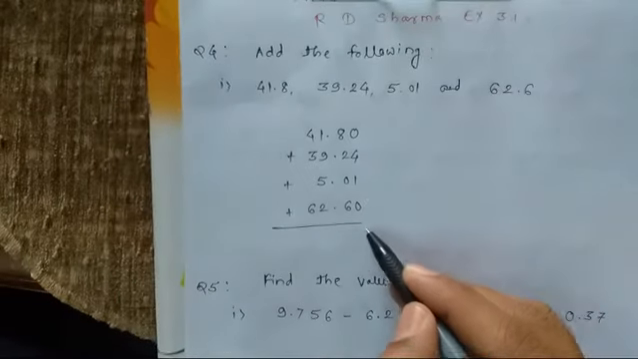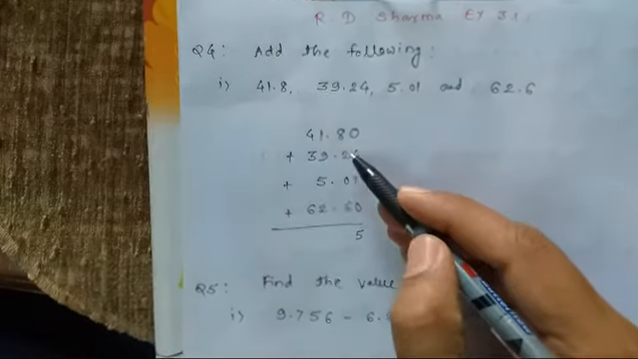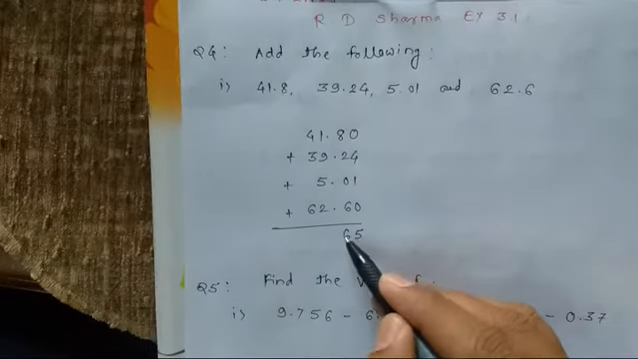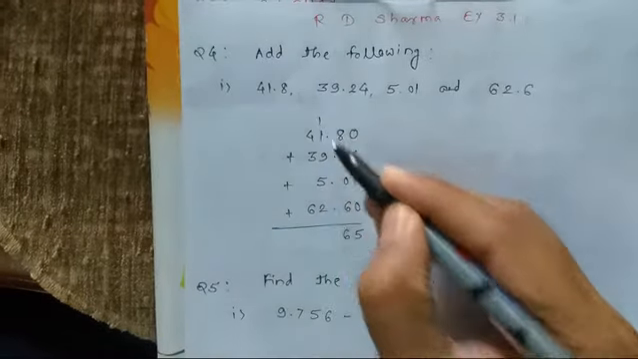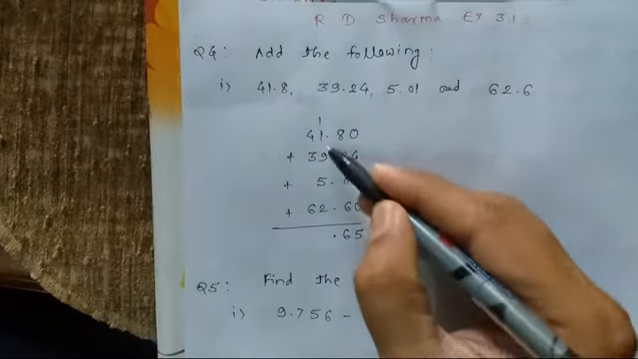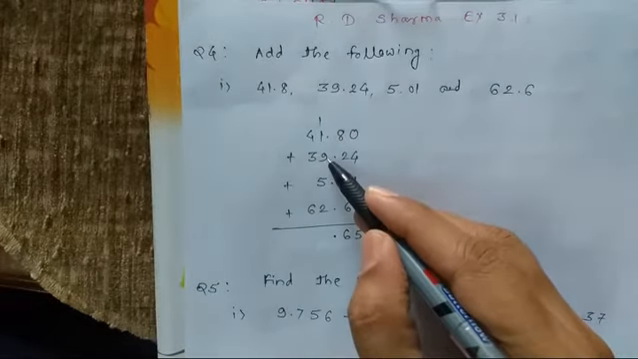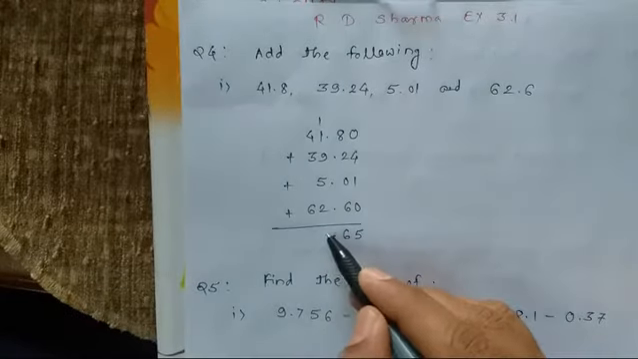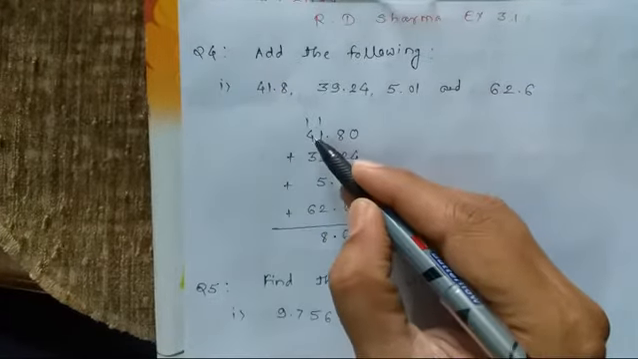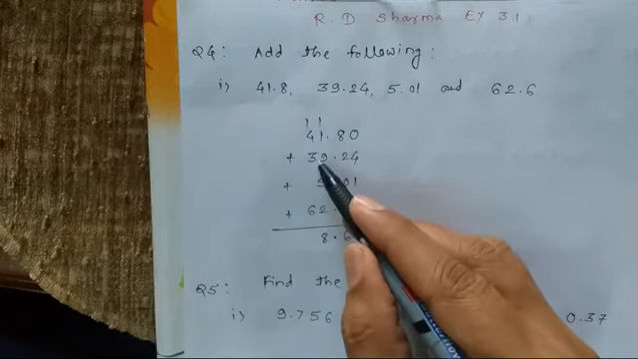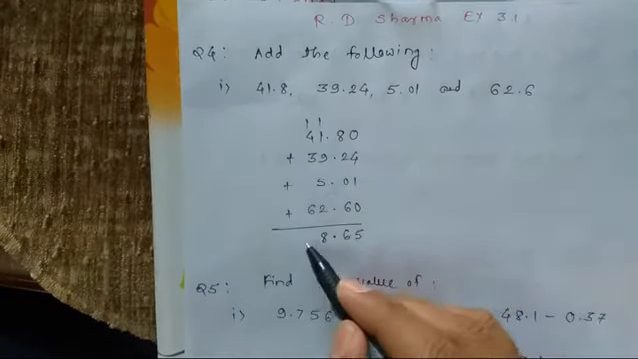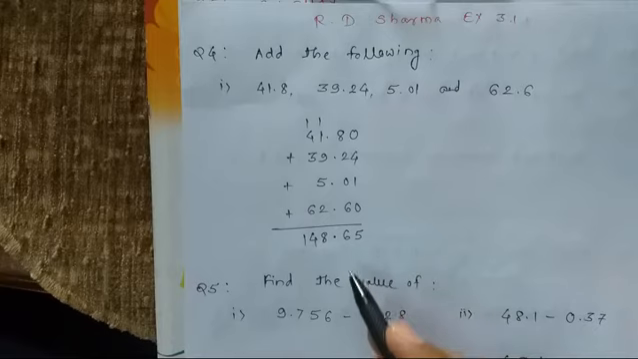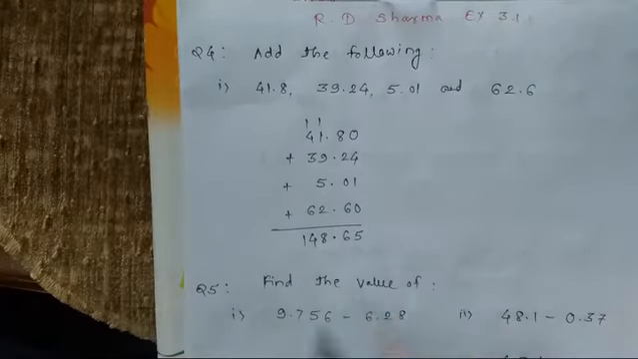4 plus 1 is 5, then 8 plus 2 is 10, 10 plus 6 is 16, 6 here, carry 1. Point below the point, then 1 plus 1 is 2, 2 plus 9 is 11, 11 plus 5 is 16, and 16 plus 2 is 18. Again carry 1, 4 plus 1 is 5, 5 plus 3 is 8, and 8 plus 6 is 14. So the sum of these given decimals is 148.65.